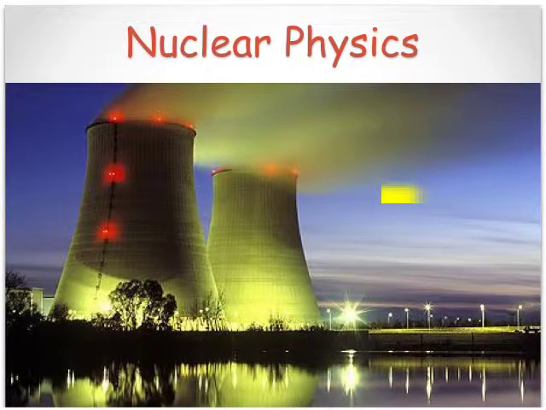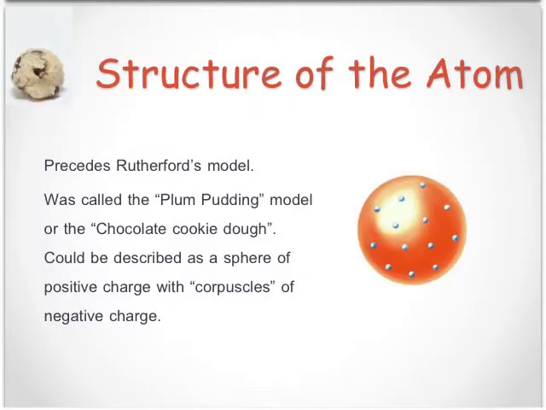Okay, so nuclear physics. Originally, there were some models of the atom. Atom means the smallest divisible object, so a non-divisible object. So here we've got the structure of the atom.